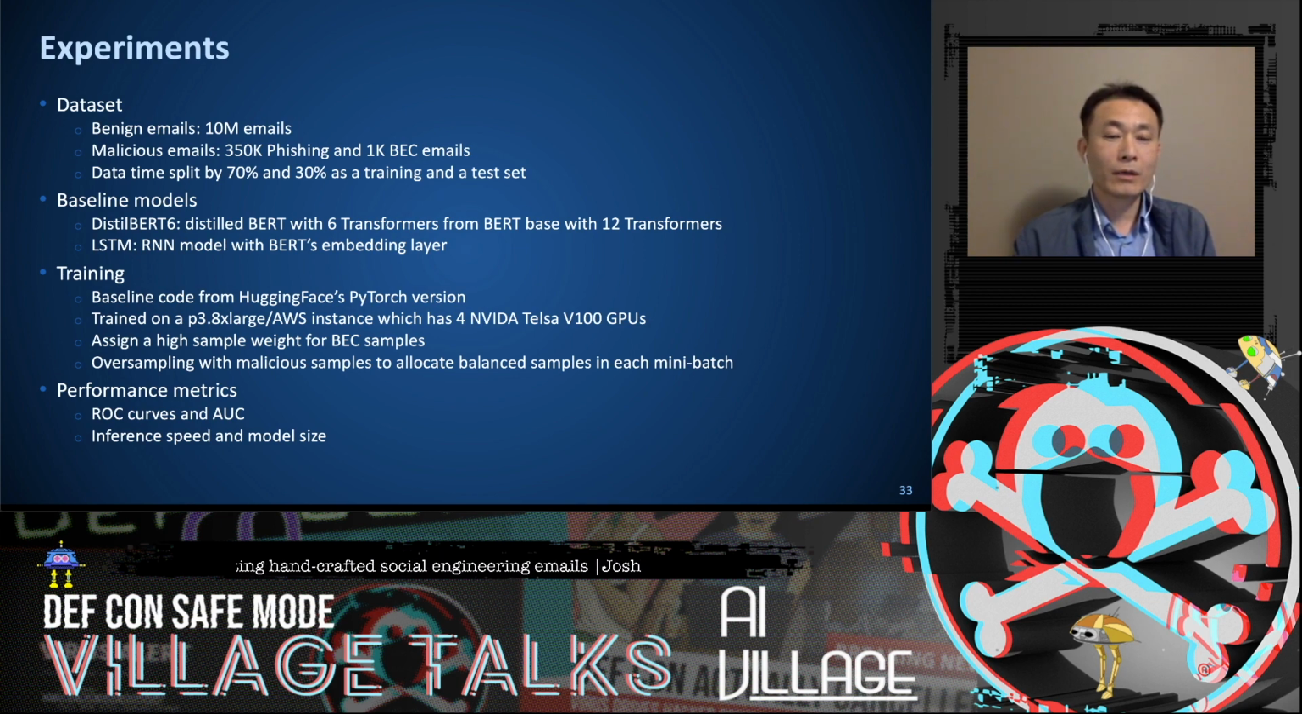We trained the 3 models on a GPU instance from AWS, and we assigned high sample weight for the BEC samples and oversampled minority class malicious samples to allocate balanced samples in each mini-batch. To compare performance, we use ROC curves and area under curve. Also, we compare inference speed and the model size as key performance metrics.